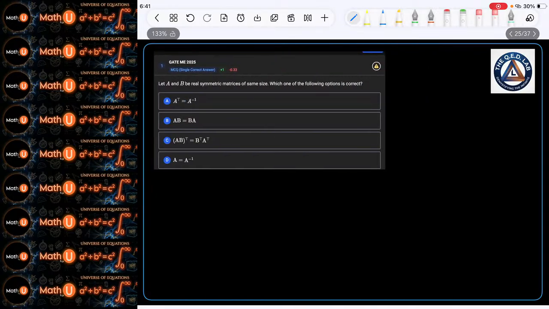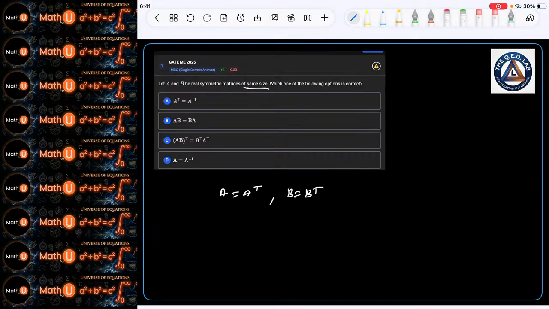Okay, this is the next question. Let A and B be real symmetric matrices of the same order, same size means same order. Which of the following options are correct? Both are symmetric matrices. We know what a symmetric matrix is. If A is symmetric, A is equal to A transpose. If B is symmetric, B is also equal to B transpose. We know this. Just analyze the options. What options are given?